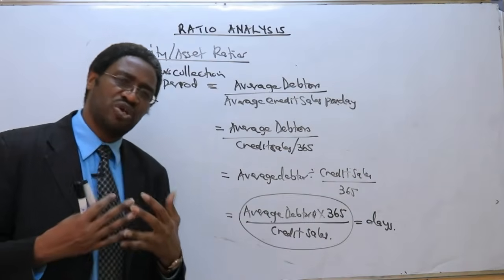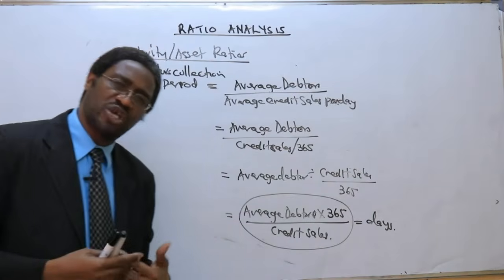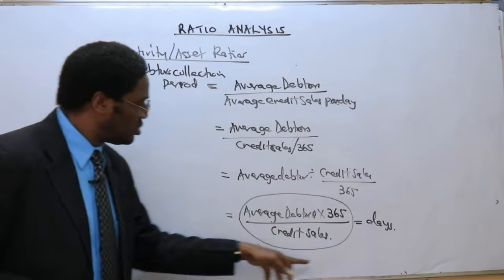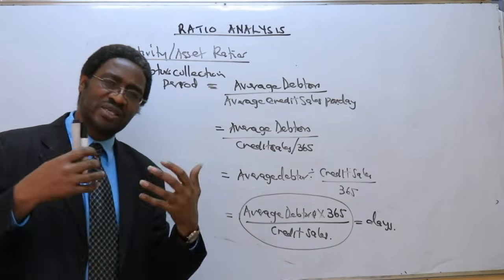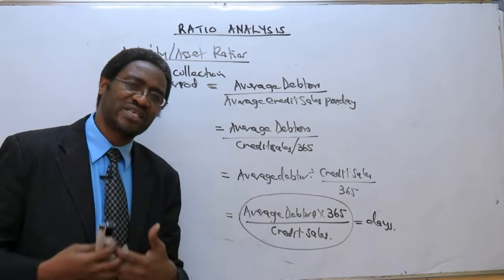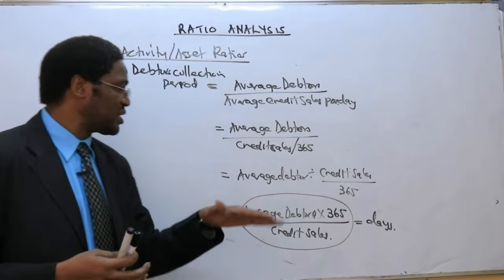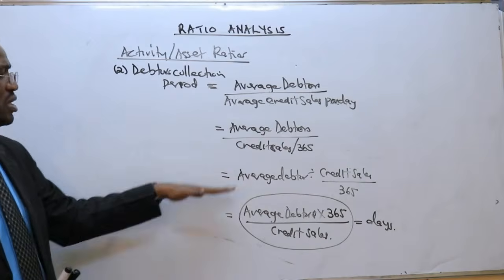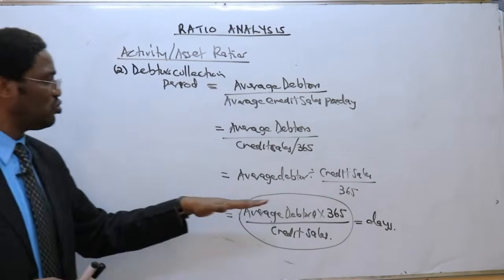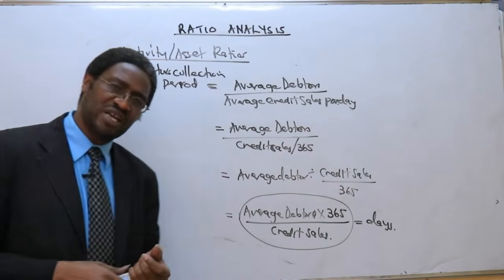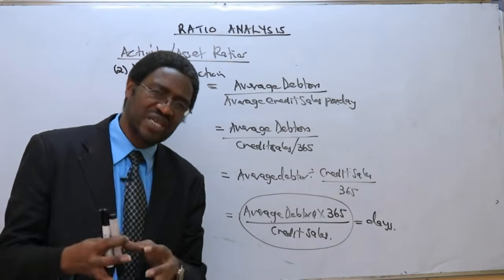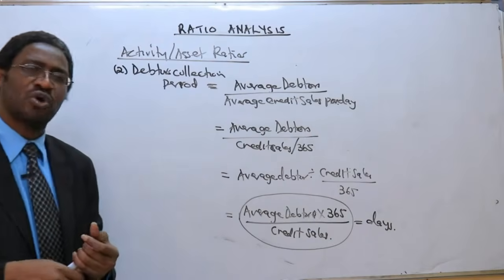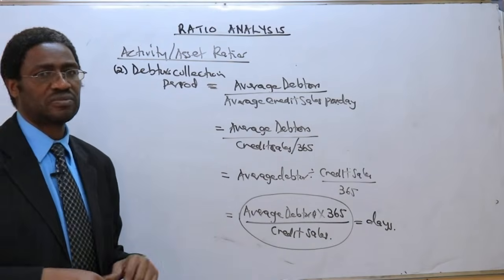So when we shall be doing past papers, the formula we shall be quoting should be the last one. That is how we shall be calculating the debtors' collection period. We take the average debtors, multiply that by 365, you divide that by credit sales. And I've said the answer you get should be expressed in terms of days.